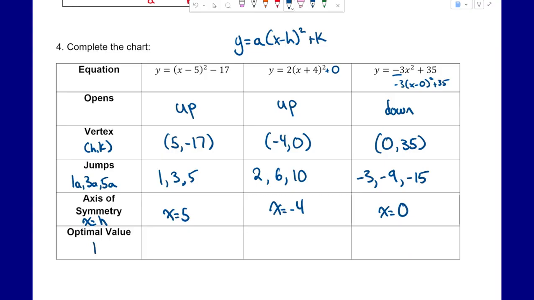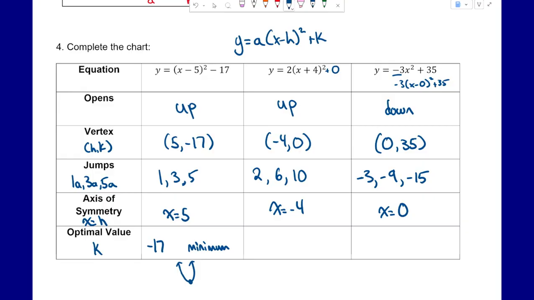The optimal value is just our k value. So in the first one, our k value is negative 17. And if we wanted to add in there, this would be a minimum because the graph is opening up. So because the graph is going to look like this, my vertex is down here. That means it's going to be a minimum value.